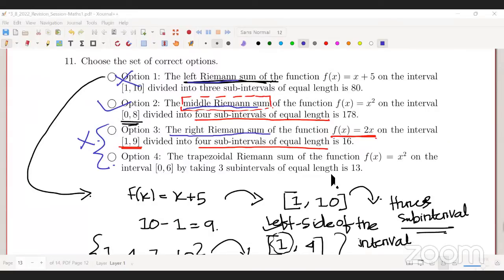Probably option 2 can also be wrong. I'm not sure option 2 is wrong. It is not coming, 168 is coming, sir. Okay, let me check the answer. Actually, I have changed. No, 178 is coming. 168 is coming. No, option 2 answer is 168. Yes, sir, 168.